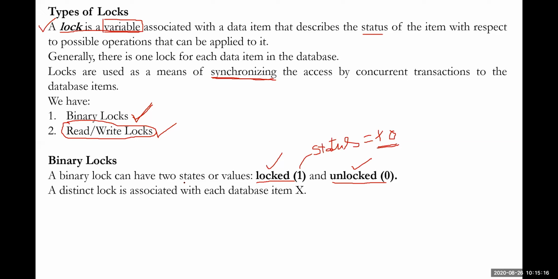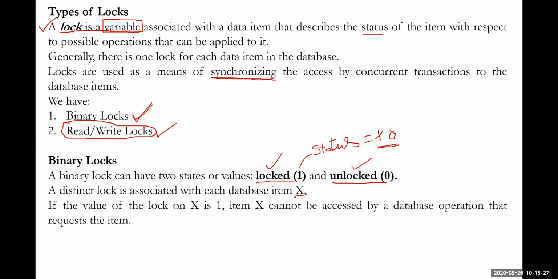A binary lock will be associated with each and every database item. Let me say X, where X is a column name. It is not exactly one particular data item within the table, so it is a column name. For every column, there is one lock associated with it, and the status of that value will be equal to 1 when you operate lock item of X. If you do that, the status will be changed from 0 to 1.